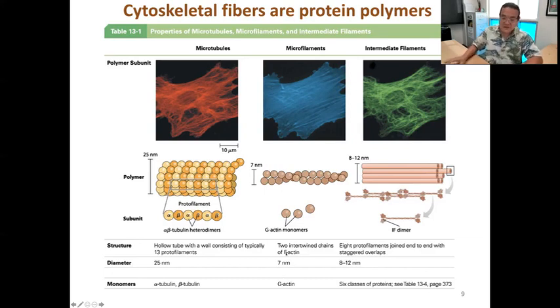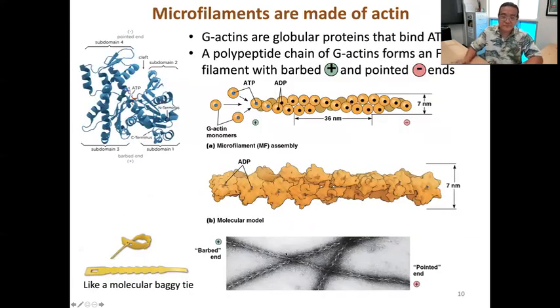So let's take a close look at these. Microfilaments are made of actin proteins. An individual G-actin is a globular protein. So this blue structure on the left is the ribbon diagram of one individual monomeric unit.